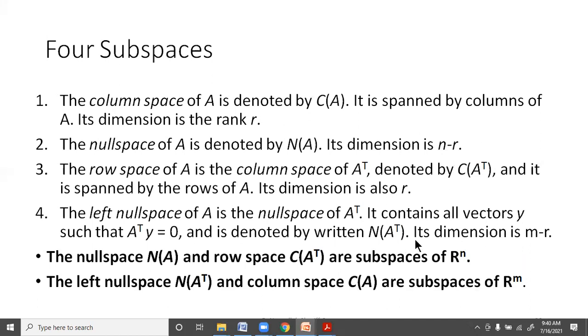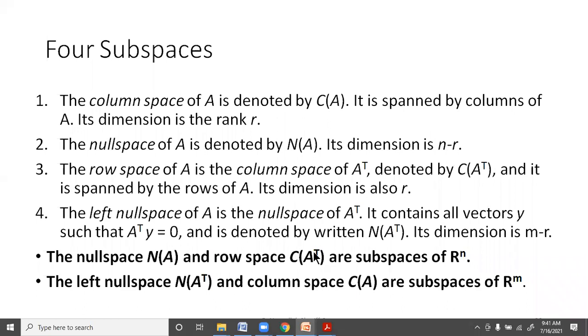Earlier it was N minus R because we had N columns and R rows. For the transpose, columns become the rows and rows become the columns. So now at the column place we have the number of rows, and that is M. So M minus R will give us the dimension of the left null space.